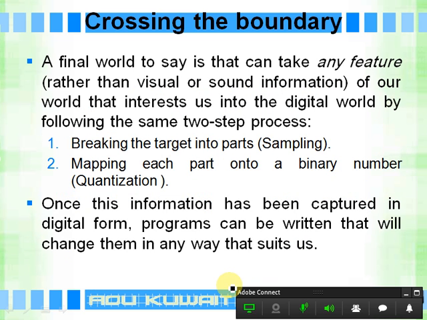A final word for this crossing the boundary: we are taking the analog quantity, photo, video, audio, diagrams, pictures, and making it digital in the computer. Any feature of our world that interests us can be taken into the digital world in two steps. Number one, breaking the target into parts, which is called sampling. Number two, mapping each part onto a binary number, called quantization.